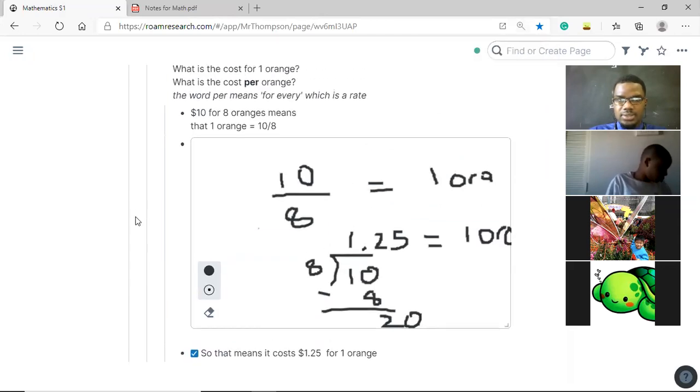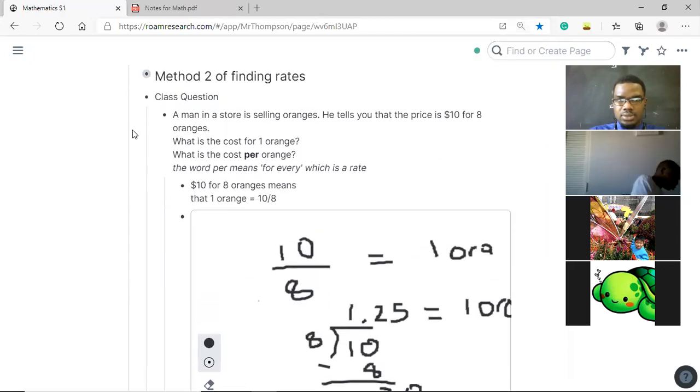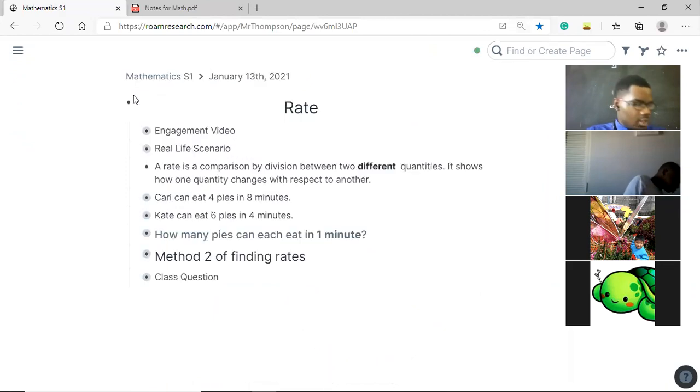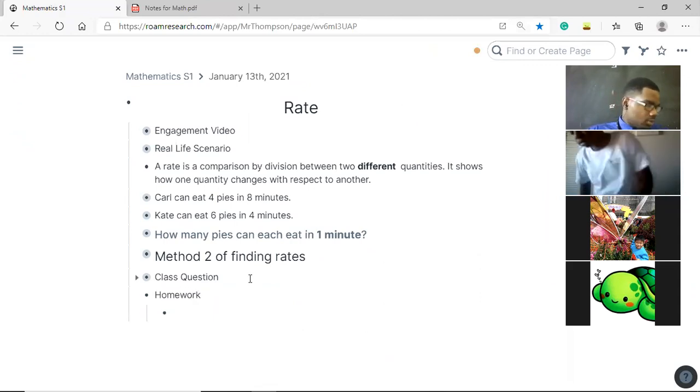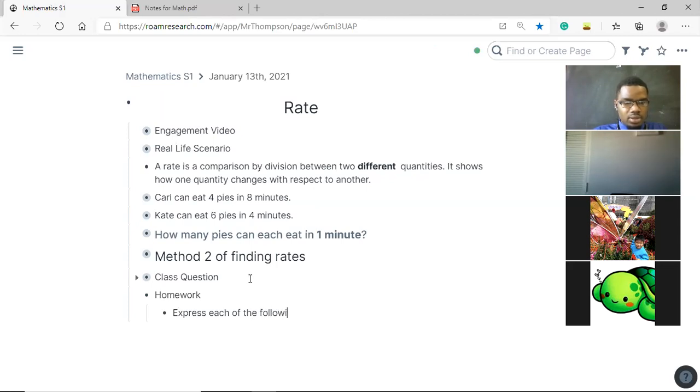Everybody understands? Okay. I'm going to give you one question to attempt for homework. Write it for me. Homework question: Express each of the following as a rate.